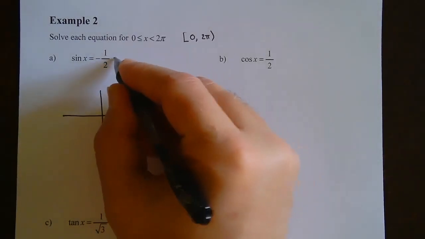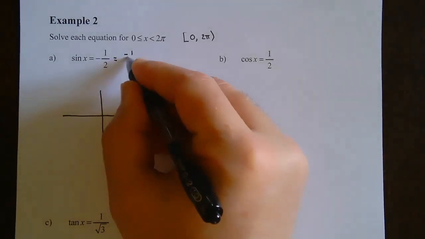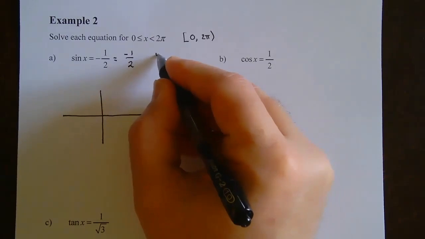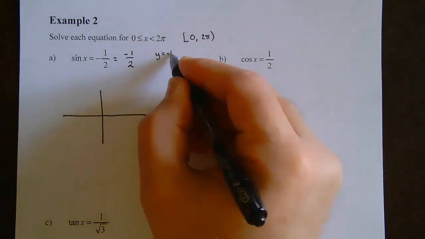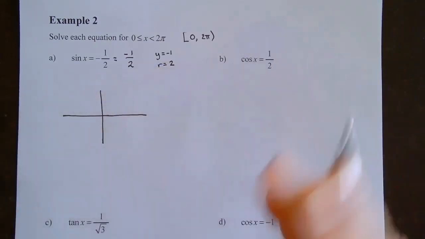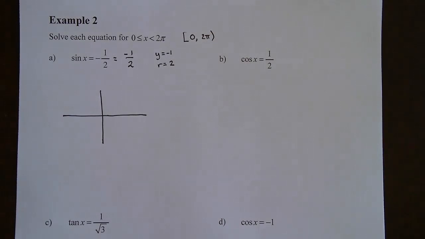So really this is equivalent to -1/2, which is telling me my y is -1 and my r is equal to 2. Now I don't have my x, but you're going to be able to do this because we're going to use special right triangles that we learned when we evaluated trig functions. We're just undoing evaluation, basically.